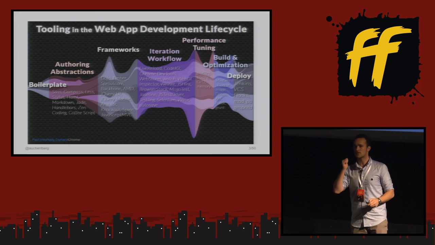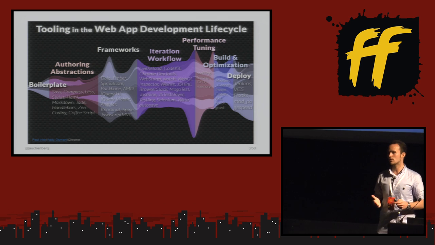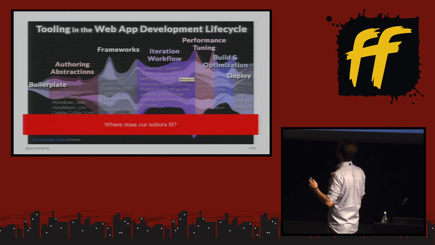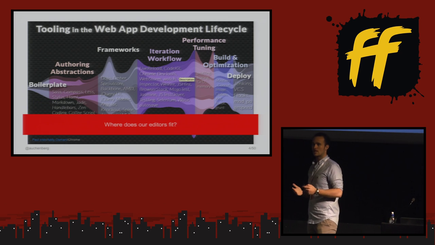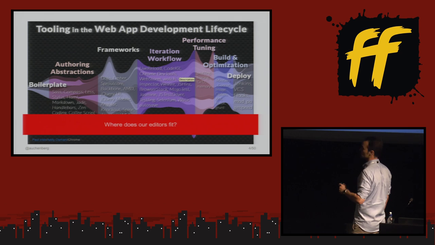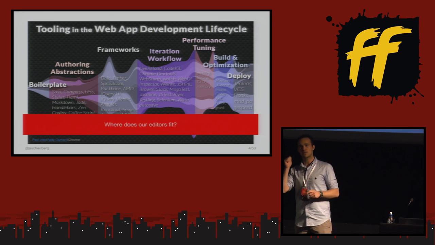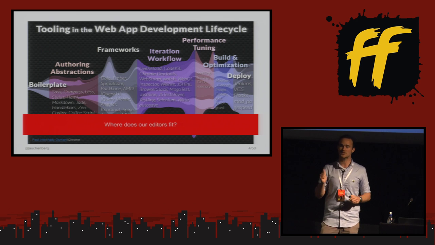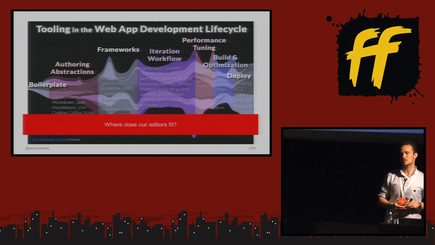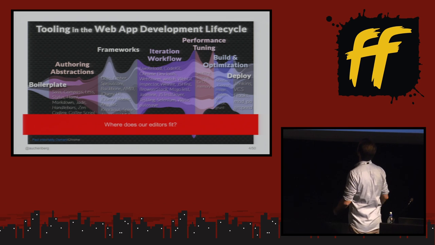But when I look at this chart of all the different tools we got, I think there's something missing. Because where do our editors fit into this? Some of you might have noticed that there is actually one editor here, and that's WebStorm. But the reason WebStorm is mentioned here is because it has a Chrome integration. And to me, the editor that I sit and use every day is crucial to my workflow. So where do we put our editor into this?